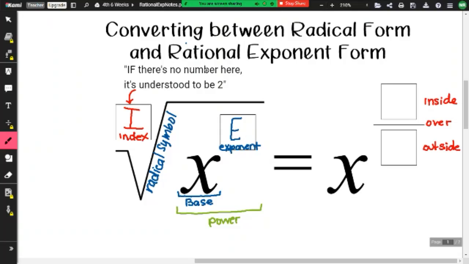Which number do we have inside the radical? The exponent. Which number do we have outside? The index. Inside over outside. Exponent over index. Because right now, when you convert to rational exponent form, your exponent will be in the form of a fraction. Okay? Turn the page when you're ready, or flip it.